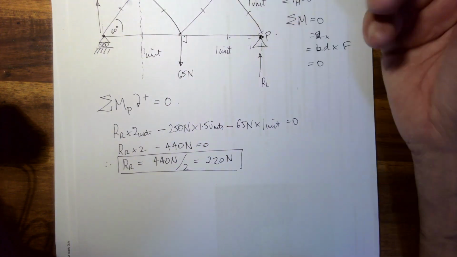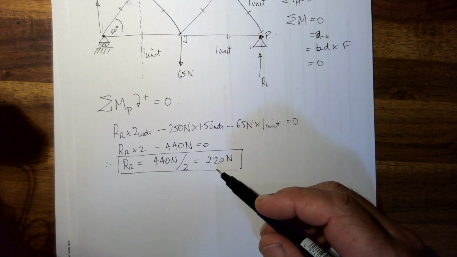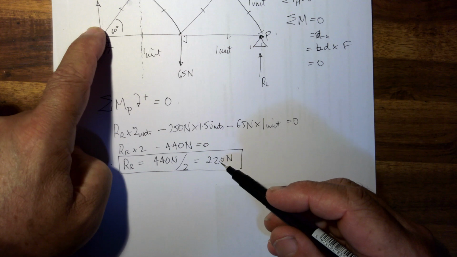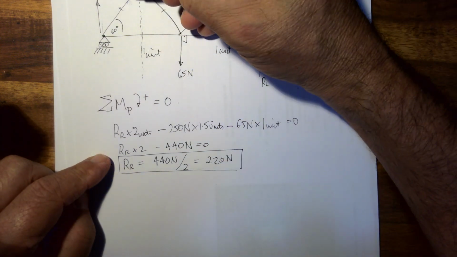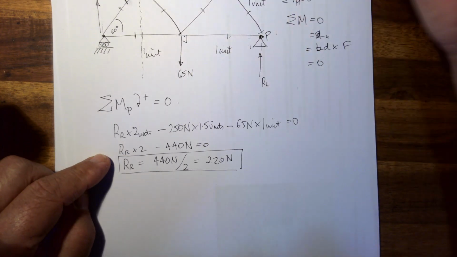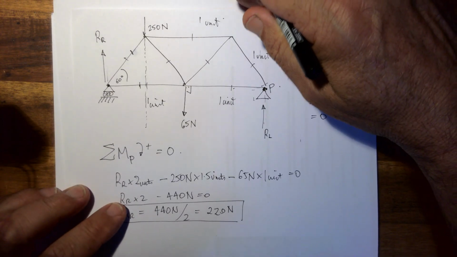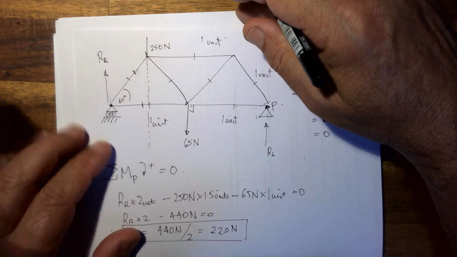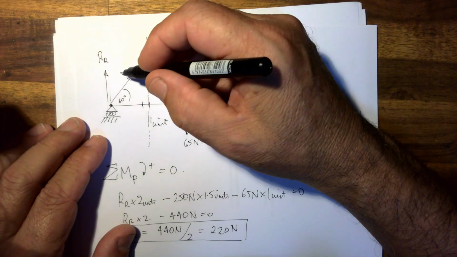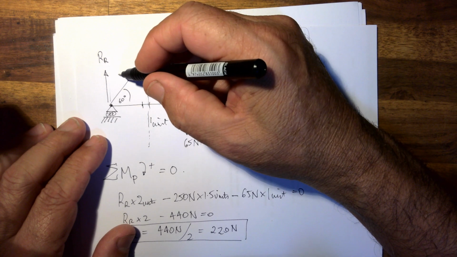It should be on this side. Doesn't matter. Okay, so RR is 220 newtons. Now, we want to calculate the force in this member and that member. Now remember how we labeled things from our last video, we used a system called Bow's notation. In Bow's notation, you label every area that's separated by a member.